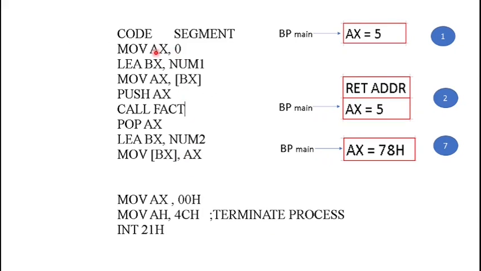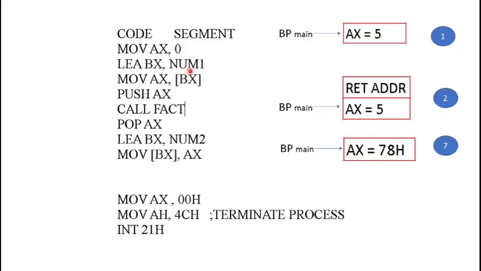And now coming to the code segment, let's see what happens. Okay, so first AX is cleared, then the offset of num1 is loaded into BX, and from that offset, what is done? The content is transferred onto AX.